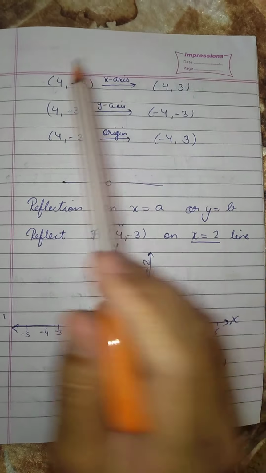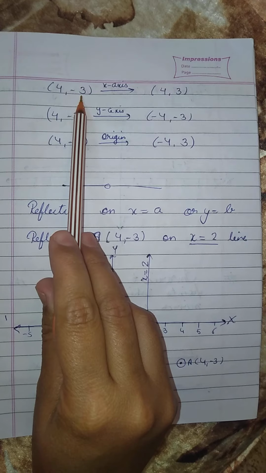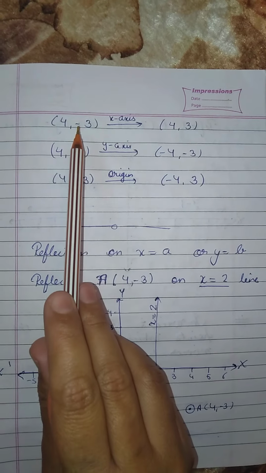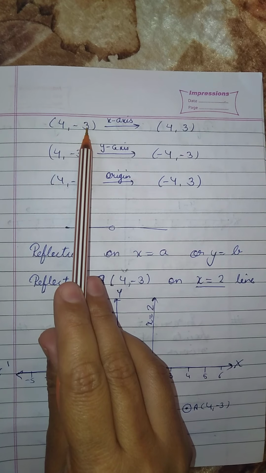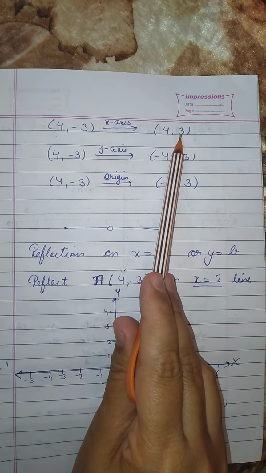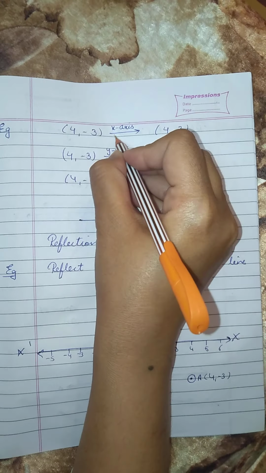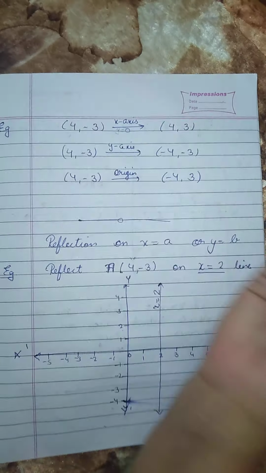Let us take an example. I have a point (4, -3). If I have to reflect on the x-axis, I will change the sign of the y coordinate. So my answer will be (4, 3). Minus 3 will become plus 3. The x-axis is also called the y equal to 0 line.